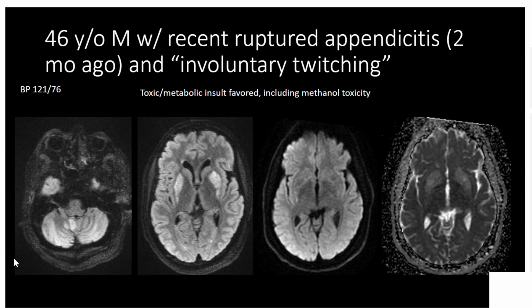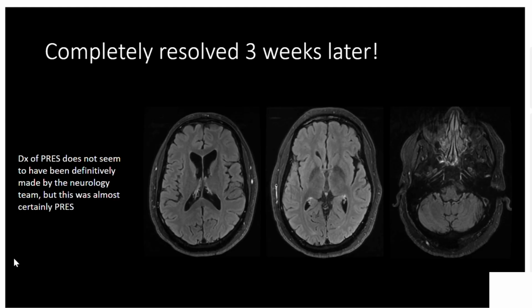So that's what we favored prospectively, toxic metabolic etiology, including methanol. And I think that's a fair report, honestly. Three weeks later, completely resolved. They had this ruptured appendicitis. They had some infection. They had some inciting factor, some endothelial dysfunction. And even looking back, I'm not sure if the diagnosis of PRES was made here at all, but it was almost definitely PRES, given how it's fully resolved.